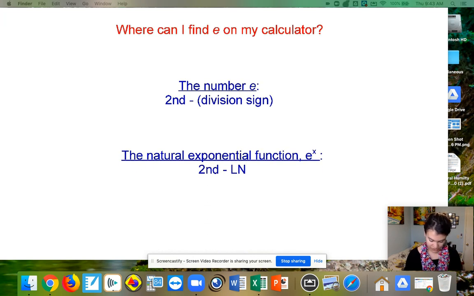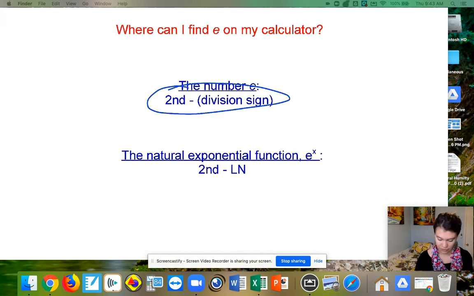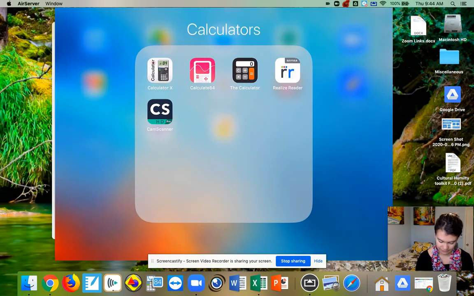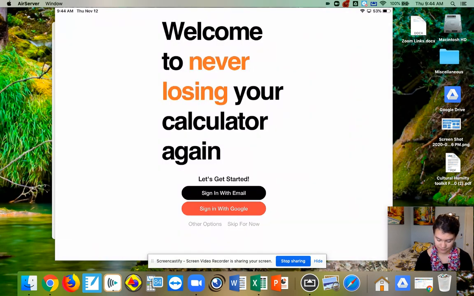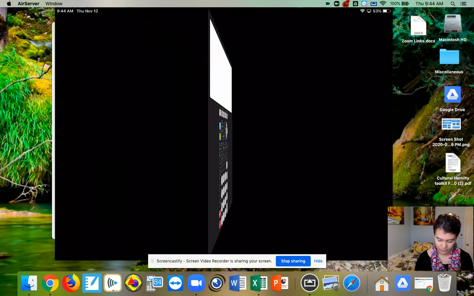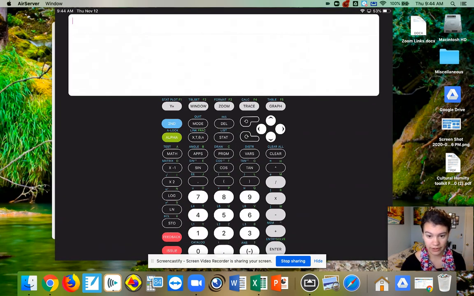Where is it on your calculator? It's kind of where your pi usually is, but it's second in the division symbol. And then ln, which is your natural logarithm, is by your log button. So I'll show you that quick. If we jump over to the calculator, okay, so here is e right there, right below the pi. So you do second, the blue button, divide to get e, and then your ln is right here underneath the log.